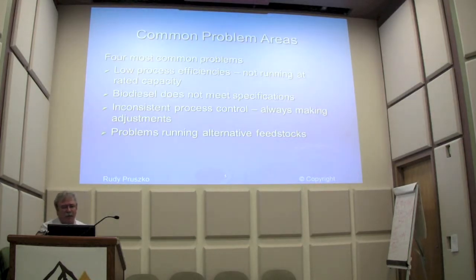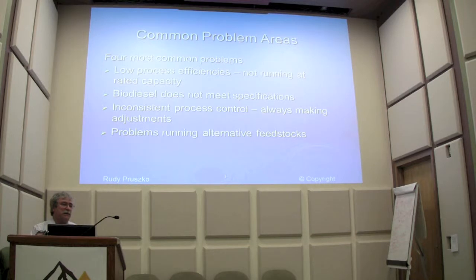Some common problem areas. Most of the time when someone calls me up and says, hey, we're having a problem, it's in one of these four areas. It's either low process efficiencies, they're not making as much biodiesel as they thought they would. They bought somebody's technology and they said, you're going to make 5 million gallons of biodiesel a year, and you're not making that much. So there's the problem with the plant not running at capacity.